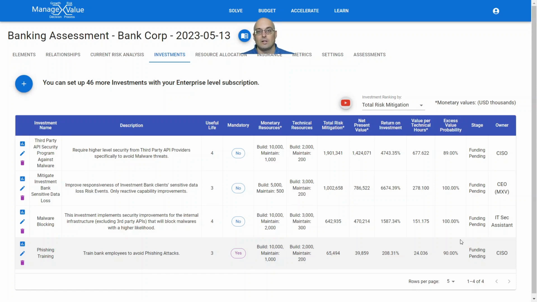Today we are going to talk about one of the most important sections of the ManageXValue Risk Quantification platform, which is really the ultimate objective we want our clients to be able to achieve. Namely, it is about resource allocation: how to get the most risk mitigation benefit with the available resources within the organization. In other terms, how to maximize the return on the risk mitigation investments.